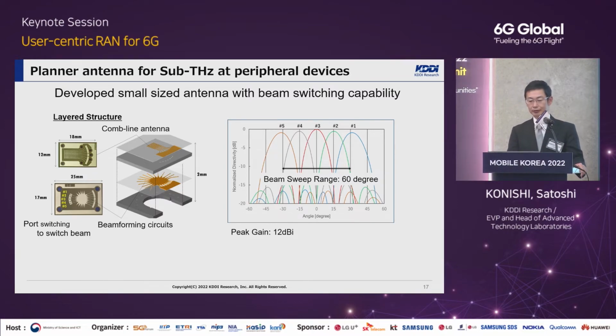The next slide shows another antenna using sub-terahertz, 290 gigahertz, which will be embedded in the future in smart glasses and smartwatch and so on. The size of this antenna is very small, roughly 1 centimeter by 2 centimeters, and very thin, 2 millimeters thick. This antenna also has 5 beams, and we can switch from 1 to 5. We are now conducting transmission experiments using these 2 antennas. Although we haven't yet published any news about the experiment results, we're going to do that in the near future.